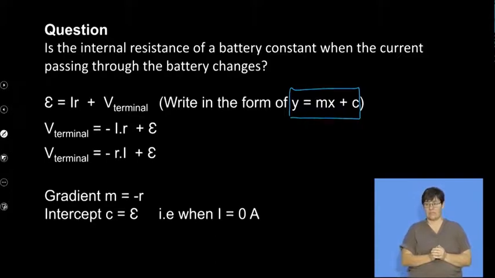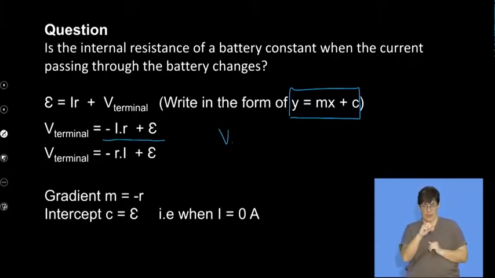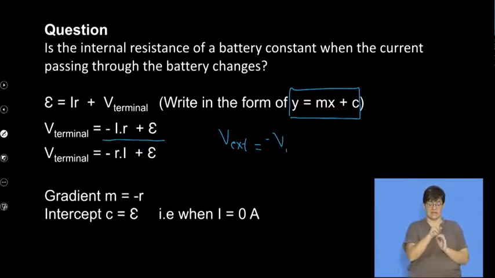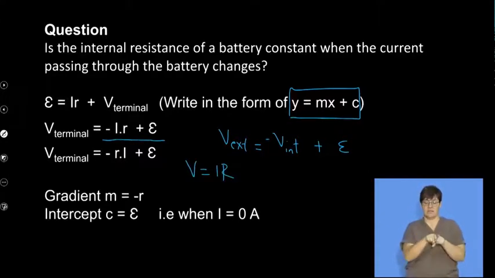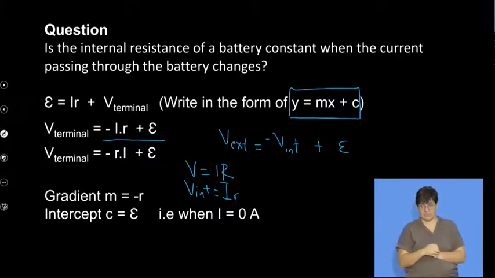So if we make V external the subject, we appreciate that it will give us negative V. In other words, V external is equal to negative V internal plus EMF. So this is the same as EMF minus V internal gives us V external. If we apply Ohm's law, we know that V is equal to IR, but also V internal is equal to I small letter r. We're still applying Ohm's law. It takes us to that.